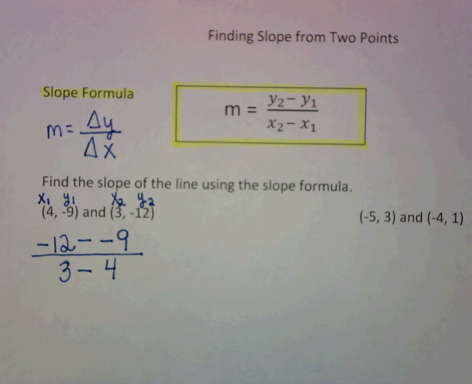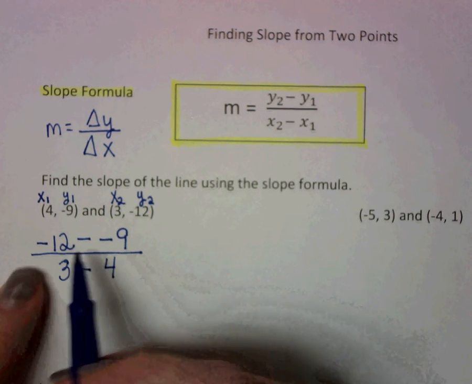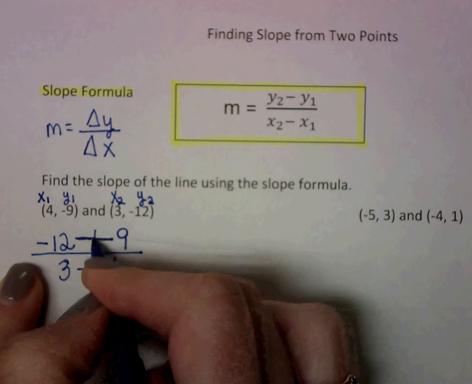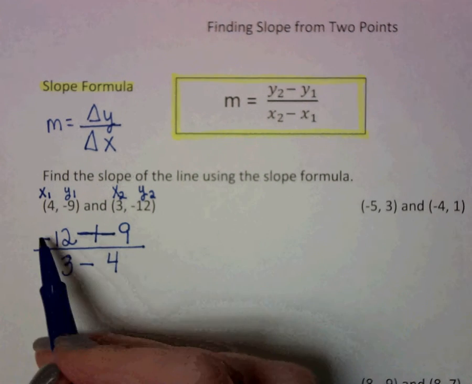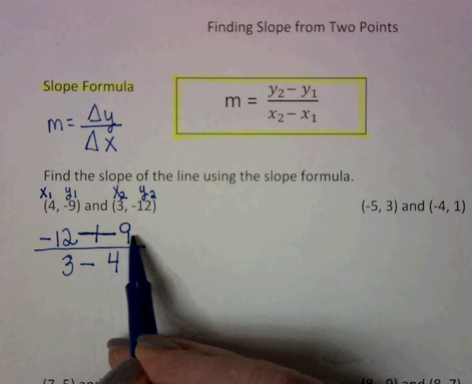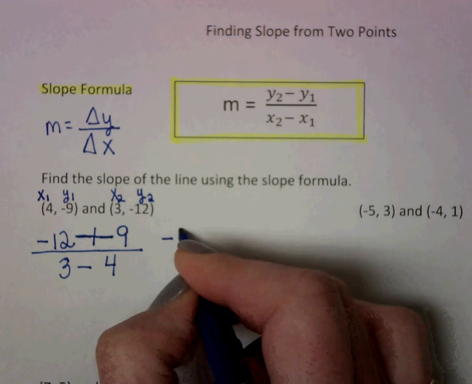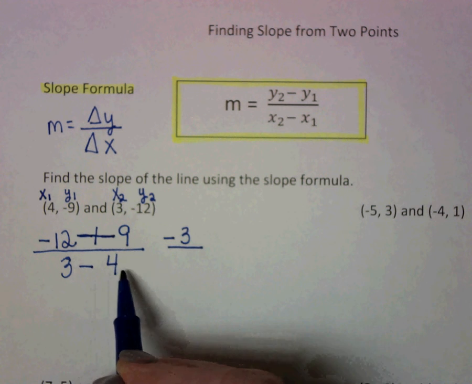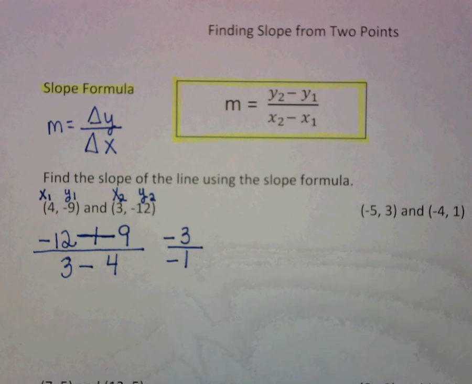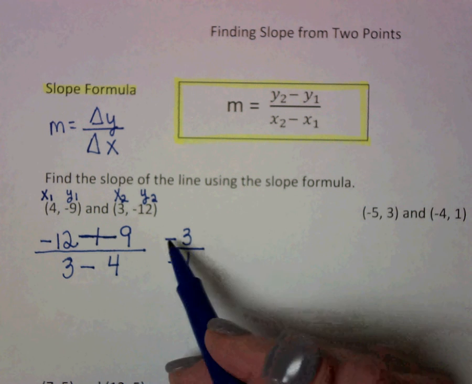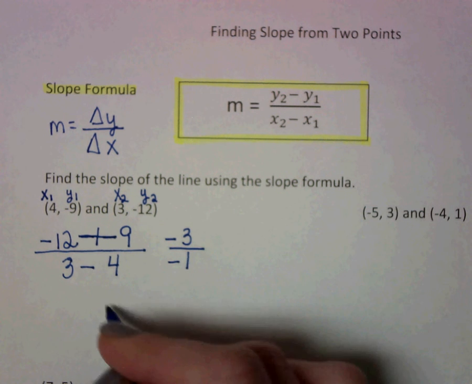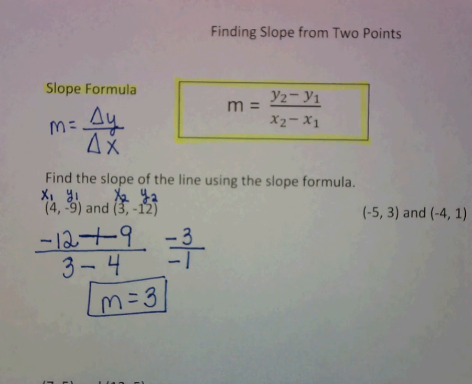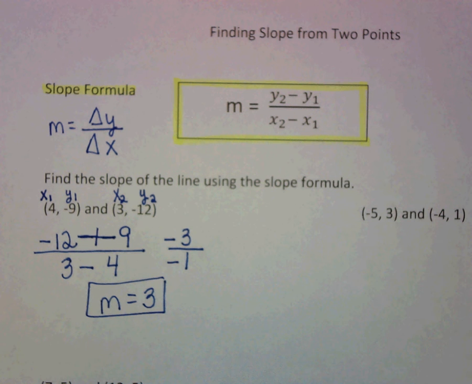Now I know we've got all these integers and you might be a little nervous, but remember, you have your calculators to help you with this. We can change this to a plus sign now. And so negative 12 plus 9 is negative 3. Okay. 3 minus 4 is negative 1. Now we want to make sure we put this in simplest form. Negative 3 over negative 1 is positive 3. So we have a positive 3 for a slope, and that would be the best way to write it.